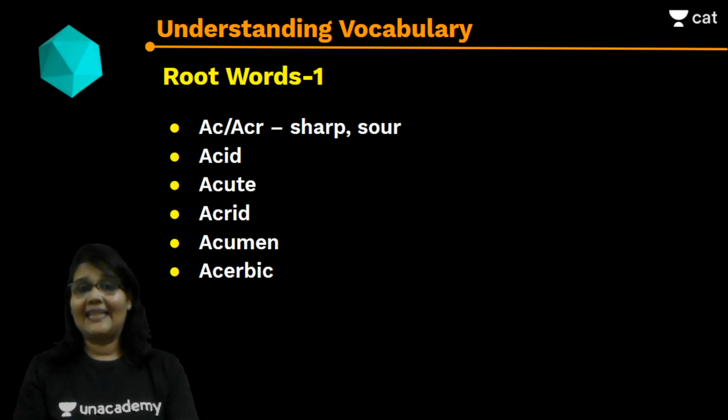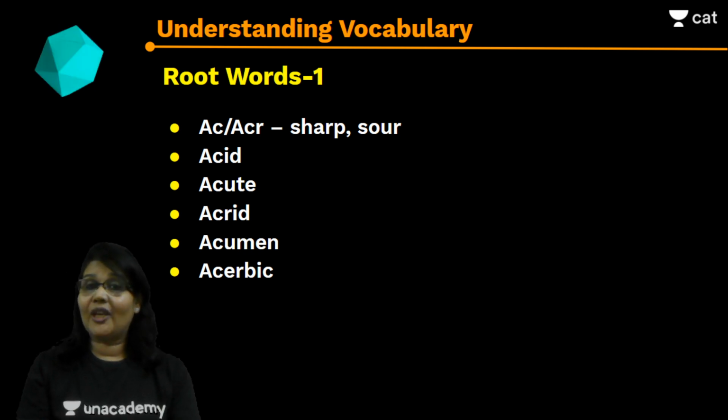First one, acid. It has got AC. Now guys, how can you connect it to sharp? Now if you pour acid on the ground, what happens? It is sharp, isn't it? It cuts through the floor, right? So acid is connected to sharp.